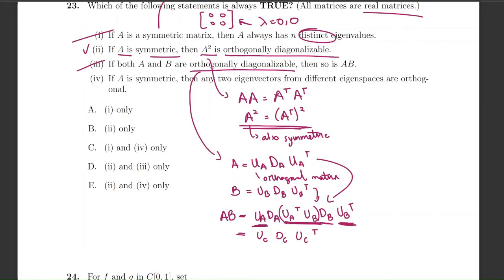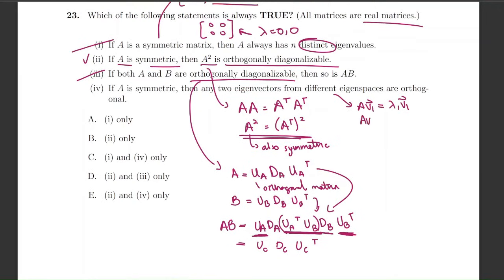So this is false. If A is symmetric, then any two eigenvectors from different eigenspaces are orthogonal. Okay, this is a kind of weird statement, but we know that A times V1 equals some lambda 1 times V1, let's say. So V1 is going to be an eigenvector from one eigenspace, and then V2 is an eigenvector from a different eigenspace. Because they're from different eigenspaces, lambda 1 is not equal to lambda 2. Right? So we're trying to see if their eigenvectors are orthogonal, so we're trying to see if v1 dot v2 is equal to 0.